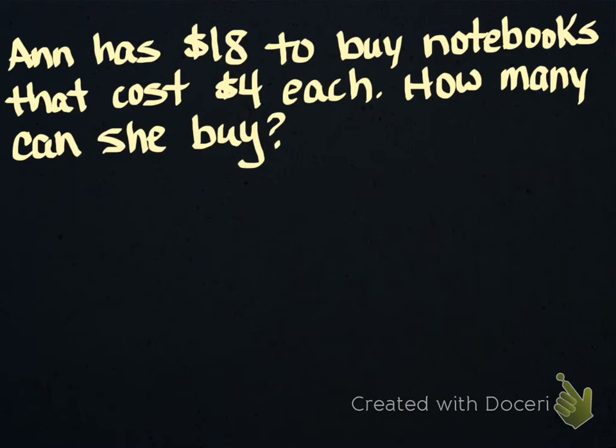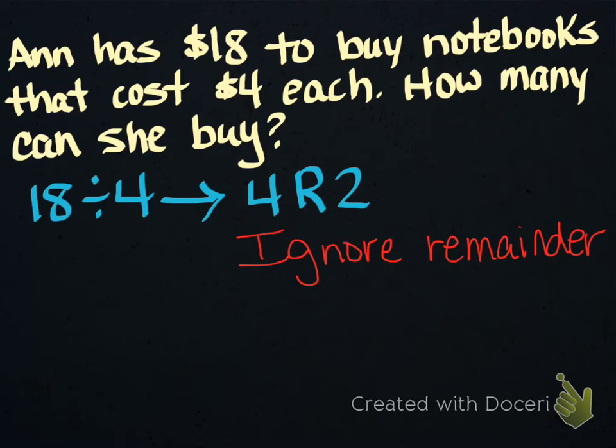Here we have Anne has $18 to buy notebooks that cost $4 each. How many can she buy? Our problem is going to be 18 divided by 4. When we divide this out, it's going to equal 4, and we're going to have a remainder of 2. Now, that means that she has a remainder of $2. She can't buy any notebooks with that $2 because the notebooks cost $4 each. So in this case, she can only buy 4 notebooks, and we're going to ignore the remainder.